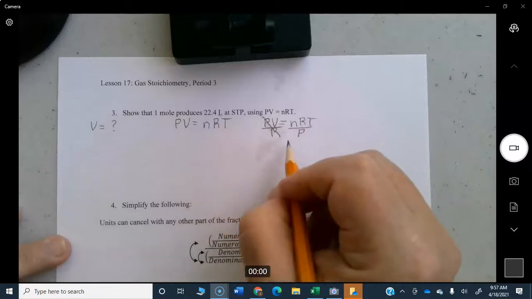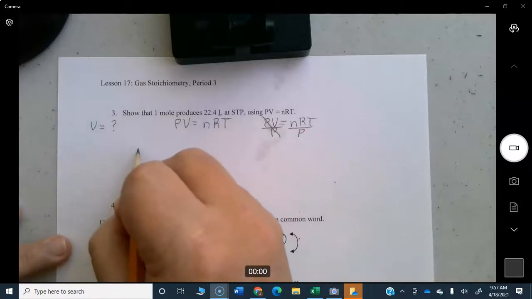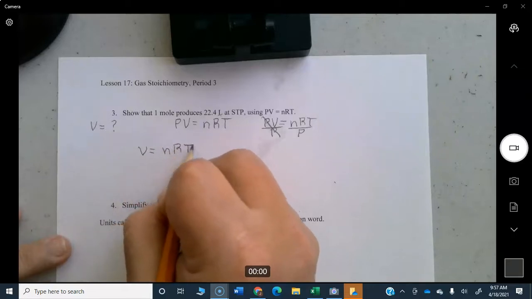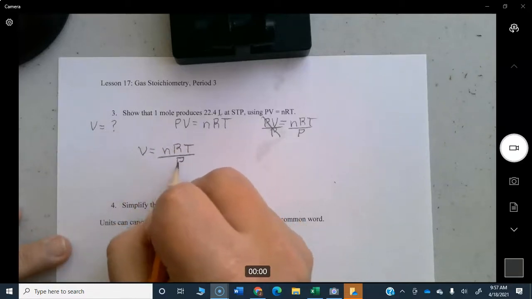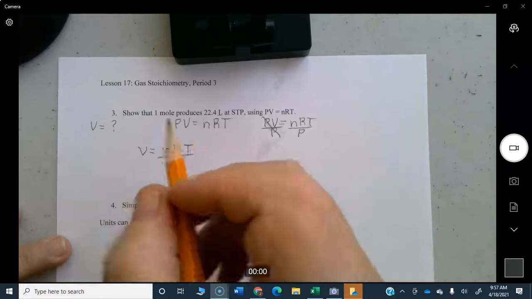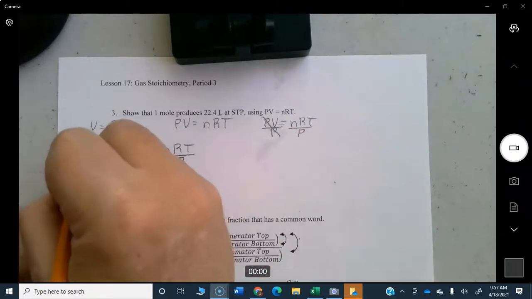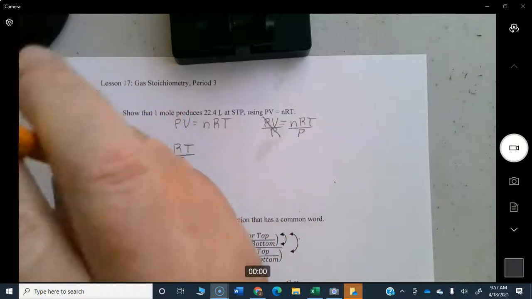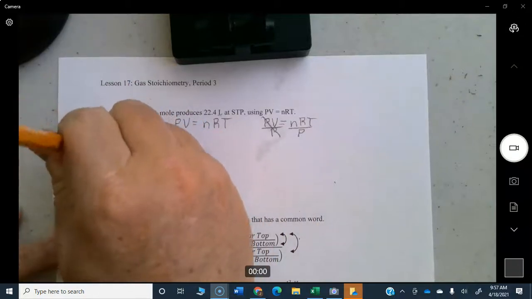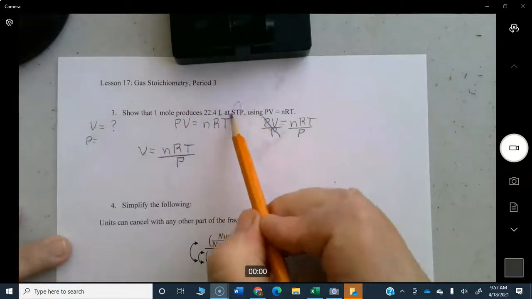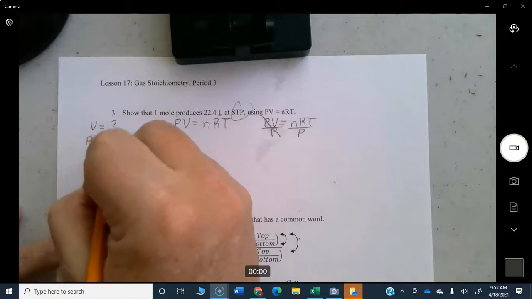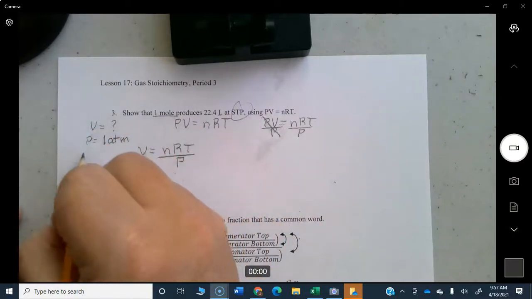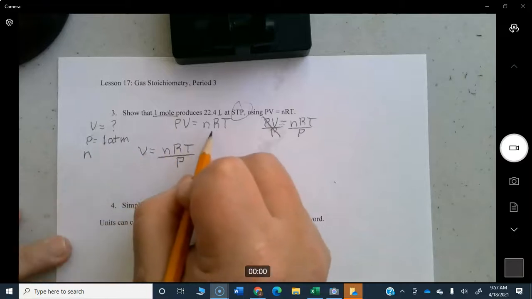Cancels, and you end up with V equals, okay, so there's volume. Pressure is standard pressure, 1 atmosphere at standard temperature pressure, and that's the key to the problem. And we're asking about 1 mole, so that's n. In this equation, that's n.